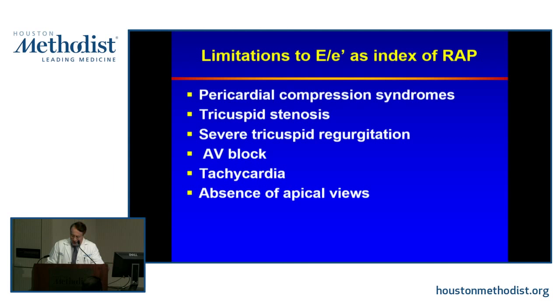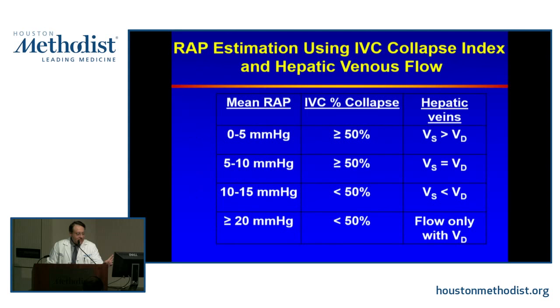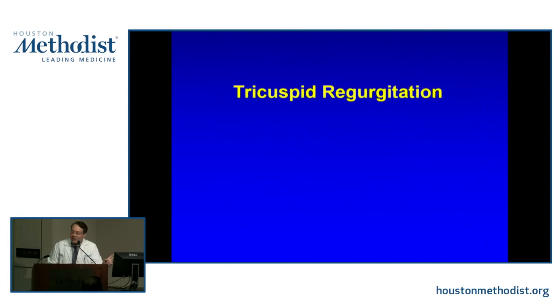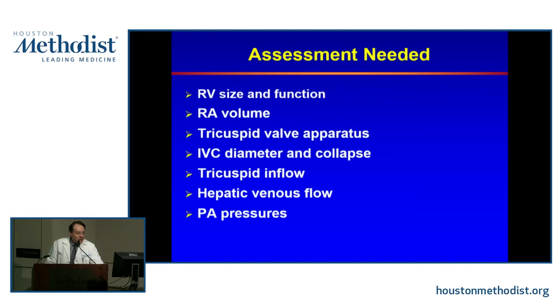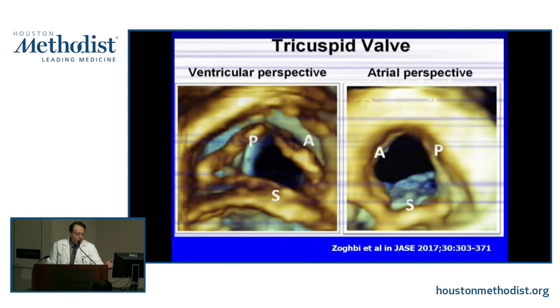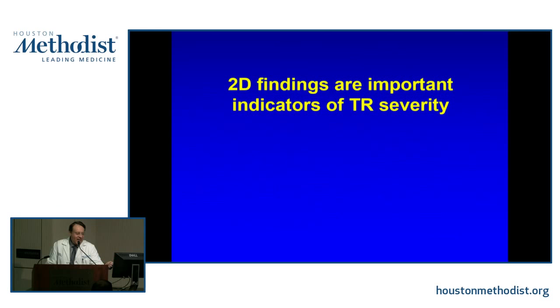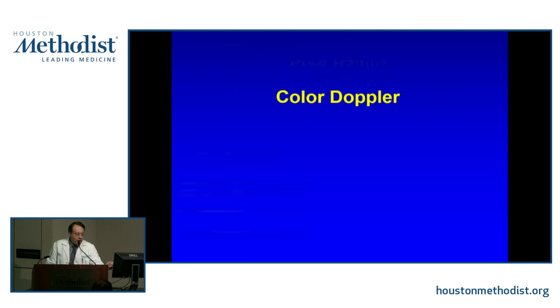These are limitations for the E to E prime. Let us flush then through the tricuspid regurg, which is a story by itself for us. Quick clues about RA. When you think of TRs, think about it along the same lines of MR. You need to look at the tricuspid valve, the RA size, RV size, RA pressures, tricuspid inflow, hepatic veins, and so on. Where there is 3D, we'll skip that. 2D findings are very important and not to be ignored.